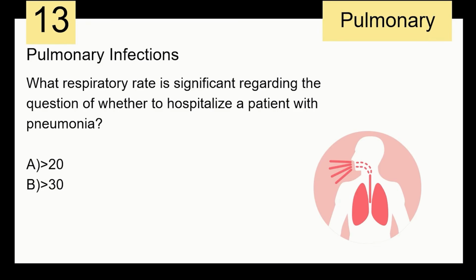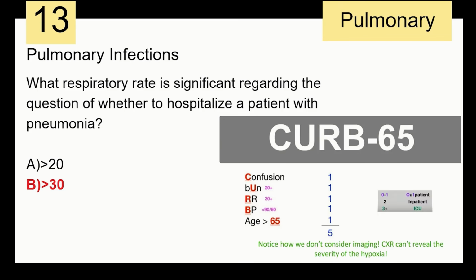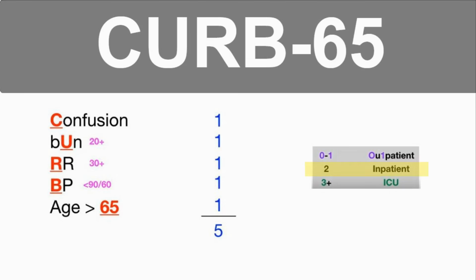Question 13. What respiratory rate is significant regarding the question of whether to hospitalize a patient with pneumonia? And for this, we need the CURB-65. It's bigger than 30. Let's take a look. CURB-65. Thank you, Dirty Medicine, for this chart. Here are the criteria for hospitalization. You have to have 2 of these criteria: confusion, BUN more than 20, respiratory rate more than 30, blood pressure less than 90/60, and age more than 65.